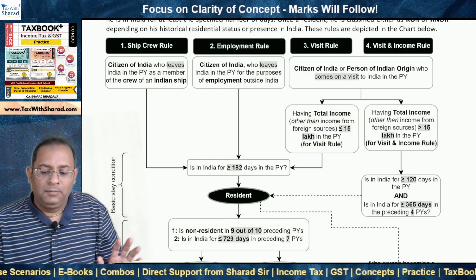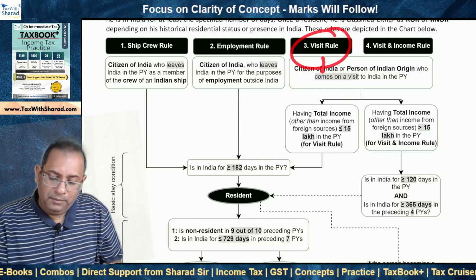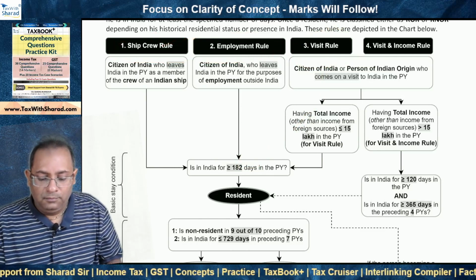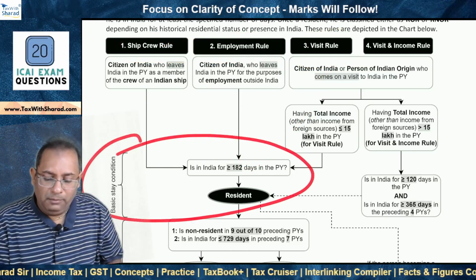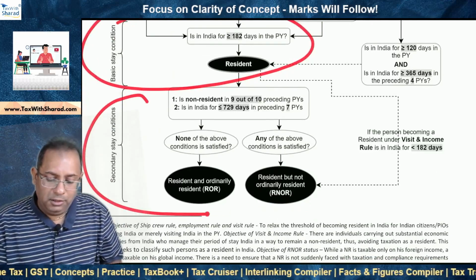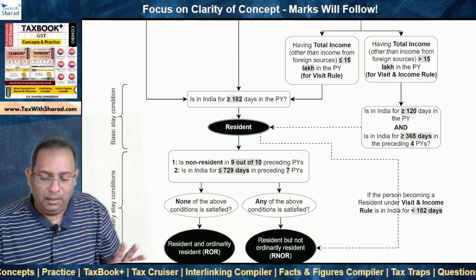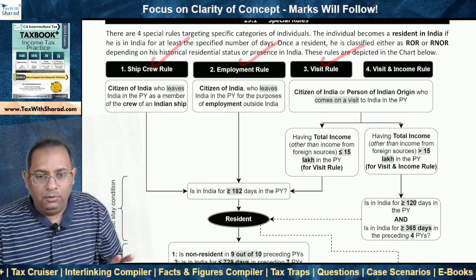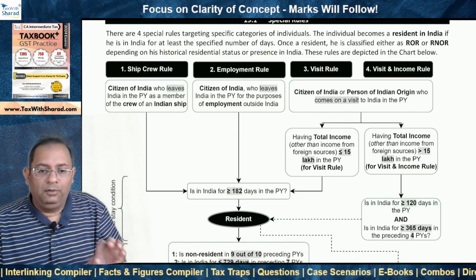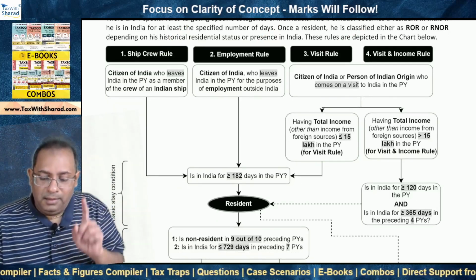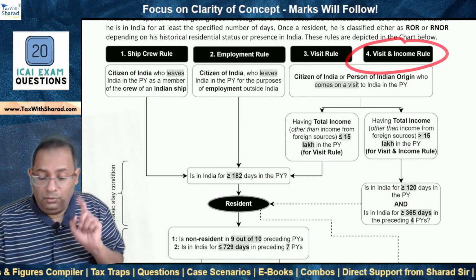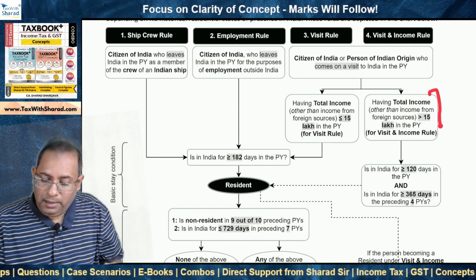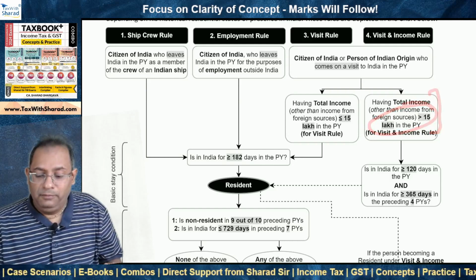But visit rule has a lesser nexus comparatively, because the total income other than income from foreign sources is only up to 15 lakh. Now, as far as visit rule is concerned, note that the rules are the same as ship crew rule and employment rule. Both the basic conditions for becoming a resident and then the secondary stay conditions for becoming ROR or RNOR. So in effect, the rules for ship crew rule, employment rule and visit rule for resident and for ROR, RNOR are same. There is a difference when we talk about visit and income rule. Okay. In the visit and income rule, the person has a total income other than income from foreign sources more than 15 lakh in the previous year.